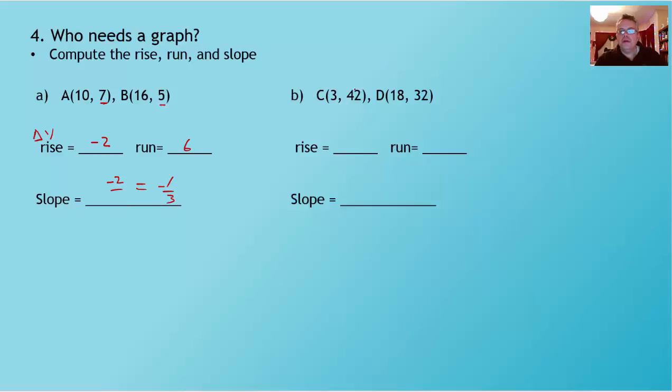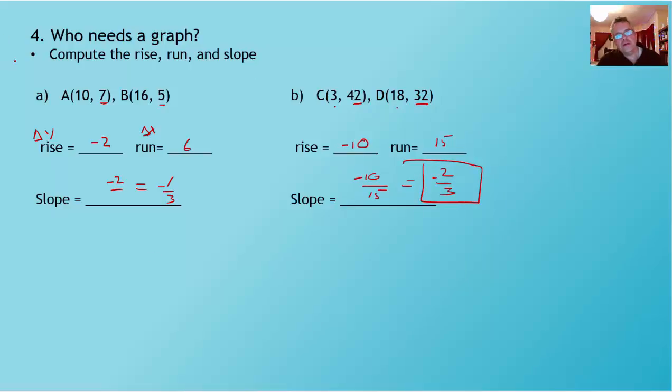All right, on this one, the rise, that's the Y's, started at 42, went down to 32. It went down by 10. And then the X's started at 3, went up to 18. That went up by 15. So the rise is -10. That's a change in Y. And the change in X, I'll put it over here. The change in X is the run. That's 15. So that'd be -2/3.